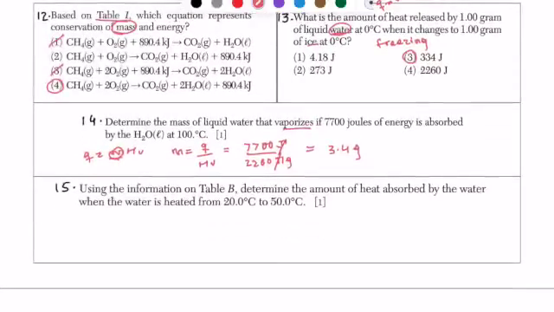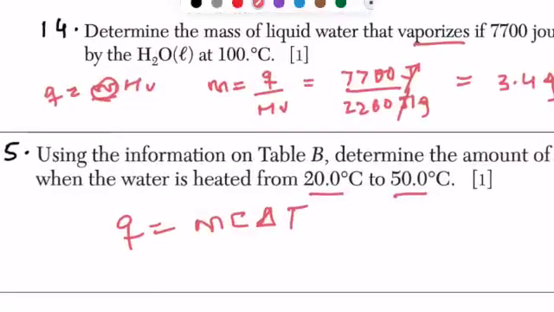Use information on table B to determine the amount of heat absorbed by water when the water is heated from 20 degrees Celsius to 50 degrees. Because in this case, we do see a difference in temperature. So this is a good example of when we use Q = mcΔT. So the mass in this case is not given, which is interesting. So it looks like this is another example of a question where I forgot to include the text that was given before. So let's assume that the mass was given to be 10 grams.